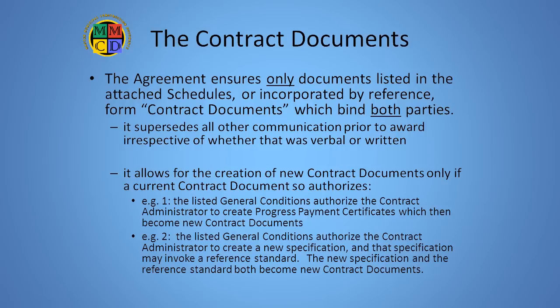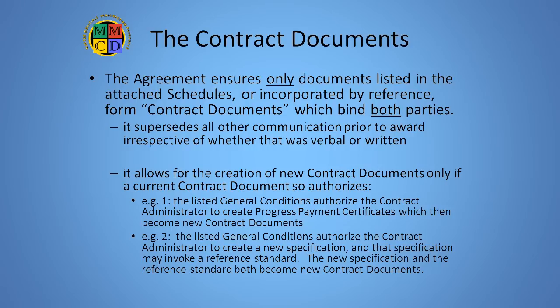Other documents become contract documents because they are listed in a higher level document which is already a contract document. For example, many of our specifications refer to CSA or ASTM standards. Because they're called up in a contract document, they themselves become contract documents.